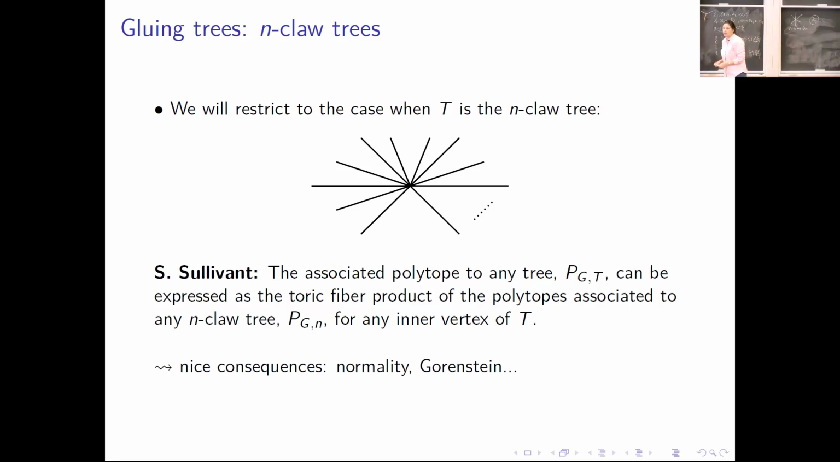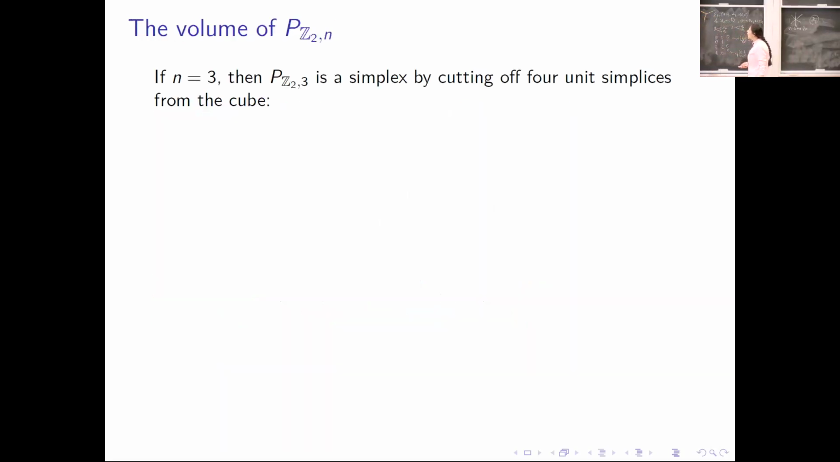And also the Gorenstein property behaves nicely. So if you glue the polytopes along the standard simplex, the Gorenstein property behaves very nicely via this toric fiber product. Okay, so this is a very nice class of trees that one can consider. And if we look at the group Z2, what I will present today will be very much related to the group Z2 and Z2 times Z2. We have results for these two groups and these kind of trees. We have also some for Z3, but I'm not going to explain it today.